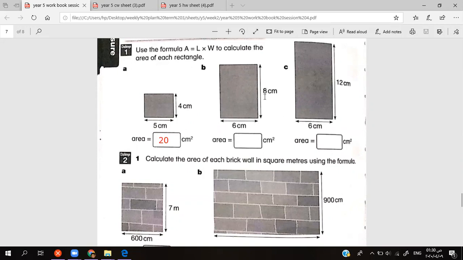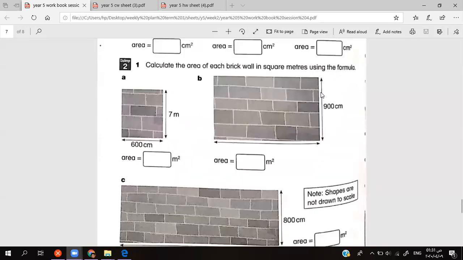Here it is 8 times 6, so it is 48. And here it's 12 times 6, so it is 72. Okay, it's very easy. Now let's go down. Calculate the area of each brick wall in square meters using the formula. He wants the answers in meters squared, okay?